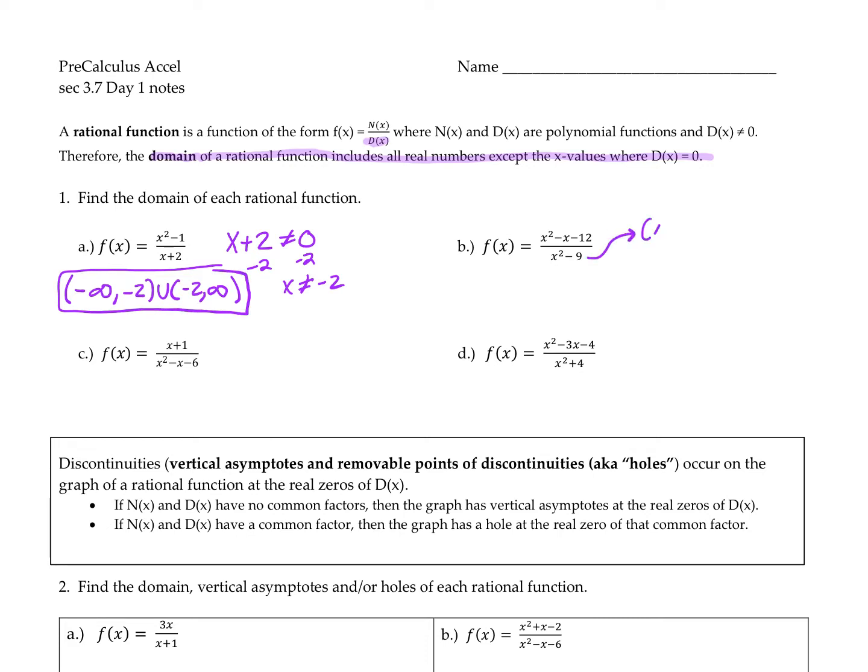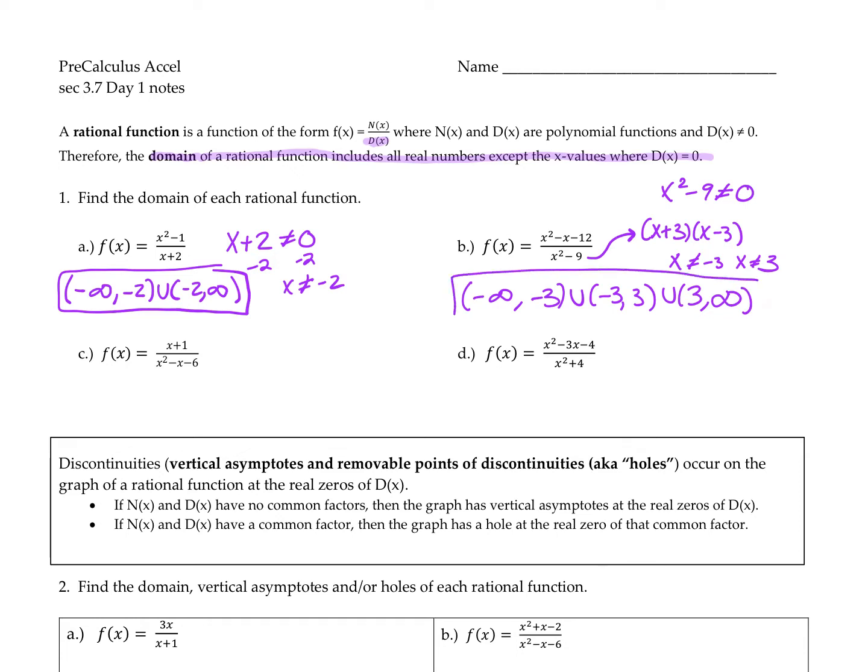In B, I need to factor this denominator. Now we don't have to. Technically, you could solve it by square roots. But it's easier to say that x cannot equal negative 3 and x cannot equal 3. So when I'm doing this domain, I'm going to have two spots where it cannot equal. And so my domain will look like this. Negative infinity to negative 3, union negative 3 to 3, union 3 to infinity.